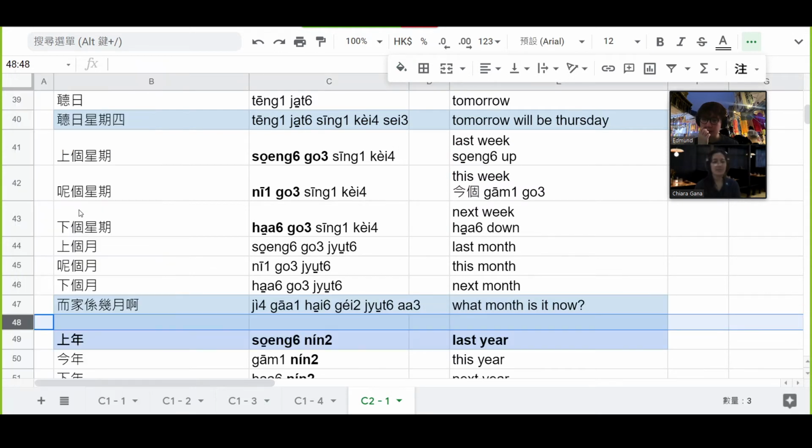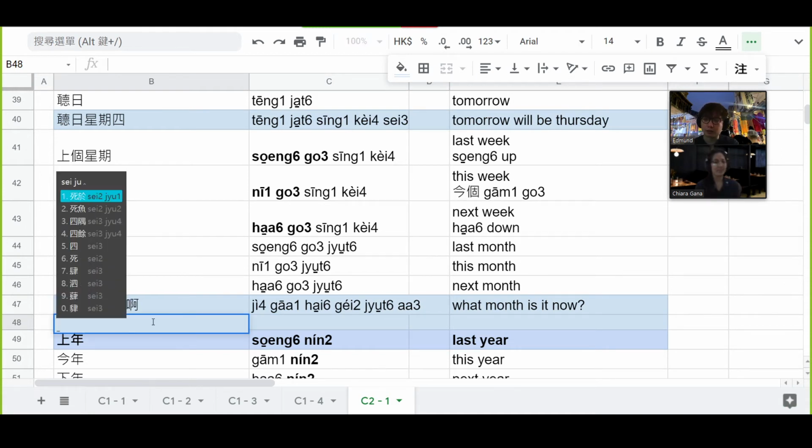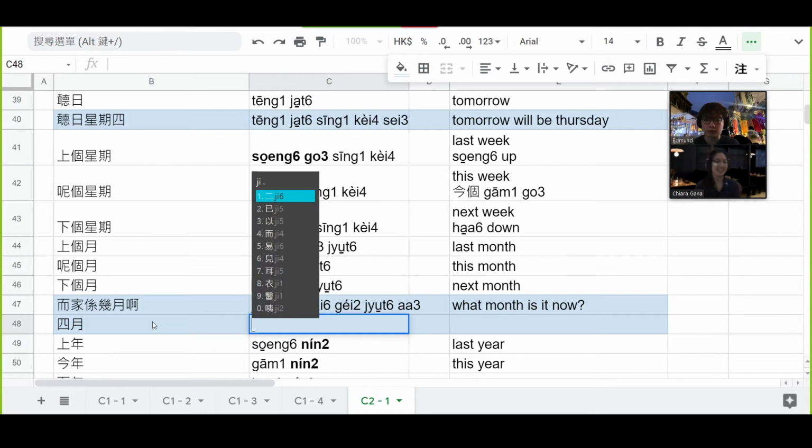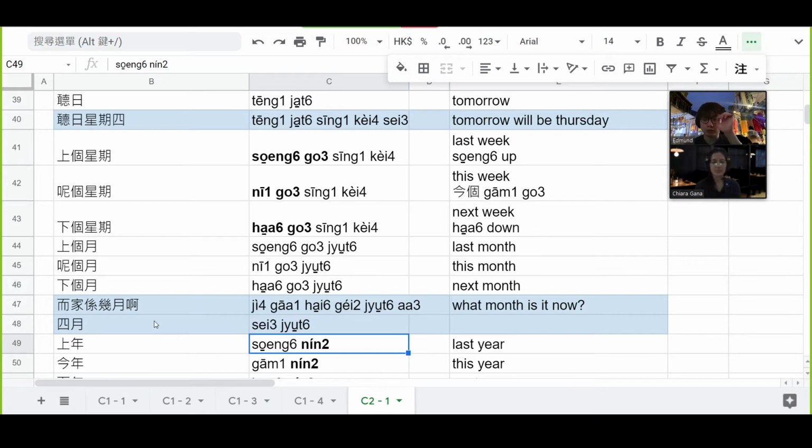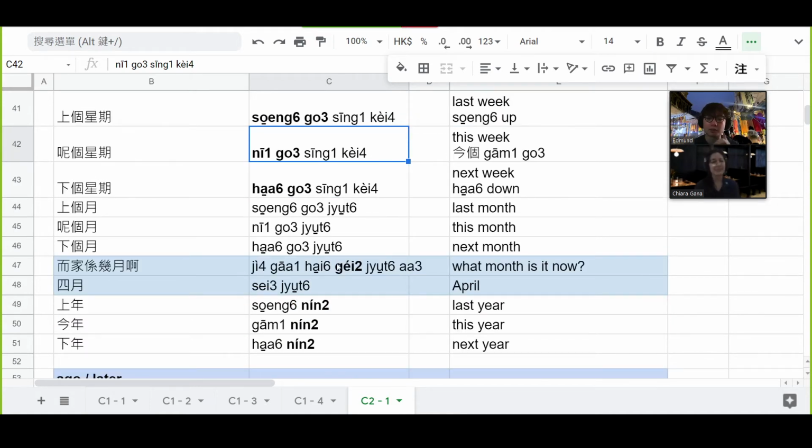4月, 四月. 而家4月. 我而家係4月. If you look at the structure, for 月 we say the number first and then we say 月. When you make it a question word, we substitute the number with 幾. So the question word is 幾月, for 1月, 2月, 3月. But for 星期一, 星期二, 星期三, the question word will be 星期幾. So you substitute the number with 幾 and then you make it a question.